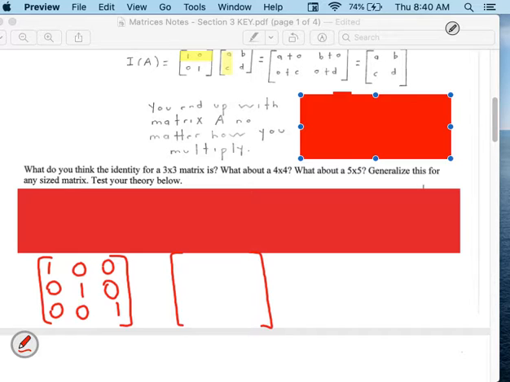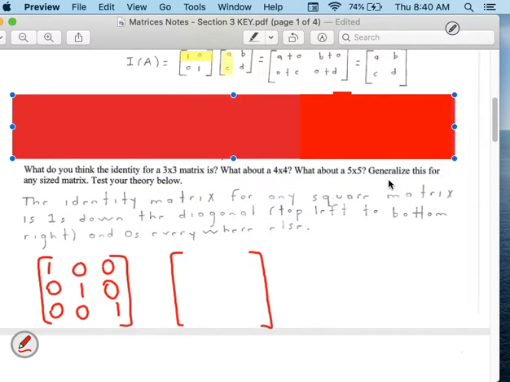Okay, so diagonally, that's what this red box says. If you ever needed the identity matrix for any size, when it's square, you're going to have ones going diagonal. So if I had a 4 by 4: 1, 0, 0, 0, 0, 1, 0, 0, 0, 0, 1, 0, 0, 0, 0, 1. Your ones show up diagonal from top left to bottom right.